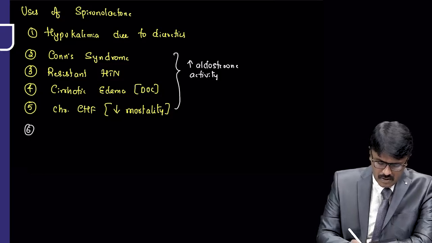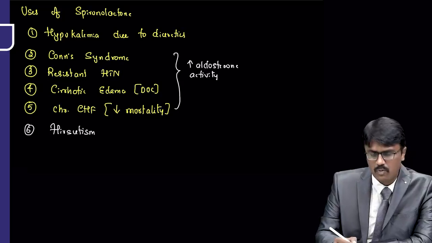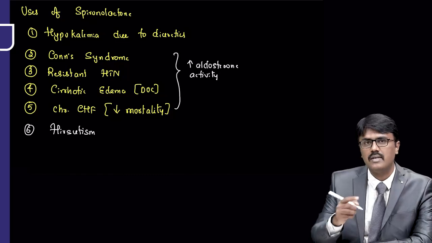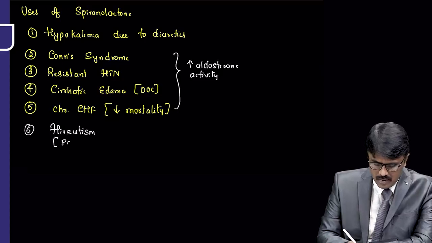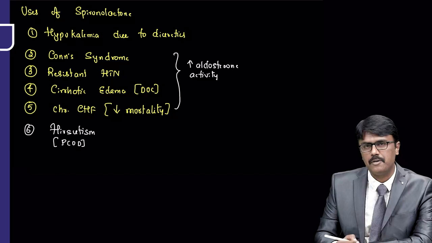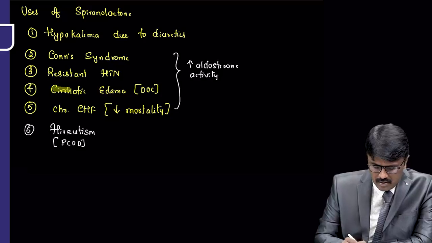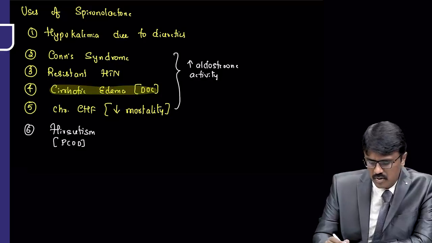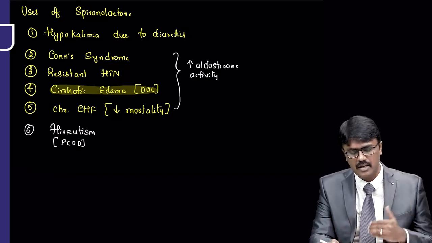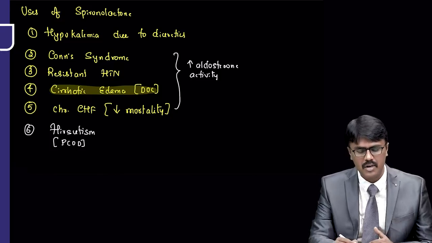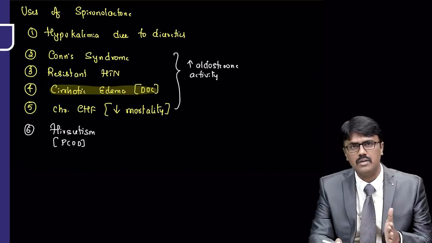Number six, it is also used in hirsutism. Can you take a guess why it is used in hirsutism? Because it has androgen blocking property. And it is also tried in PCOD patients to block the androgen property. These are the uses of spironolactone. Please remember mainly diuretic of choice in cirrhotic edema, because in cirrhosis the aldosterone levels are high, leading to sodium and water retention, and that is going to cause edema. Resistant hypertension also, the aldosterone levels are high, so to compensate that we use this spironolactone.